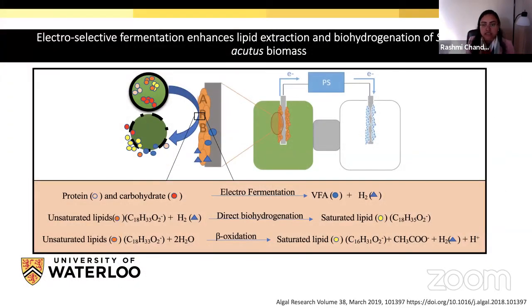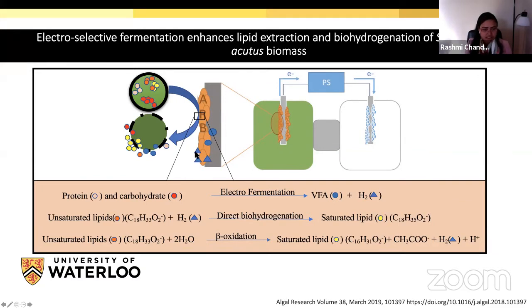This is an H-cell microbial fuel cell. This green one is the anode and this white one is the cathode. And this anode has anode-respiring bacteria. In the same chamber, we put the algal biomass. This circle represents the whole algal biomass, and it has all the carbohydrates, proteins, lipids, neutral lipids, unsaturated lipids, everything. Once we go for fermentation, the cell wall breaks down and everything comes out, but in a slightly different form. There are VFAs, there are saturated lipids, there are some glucose molecules too.